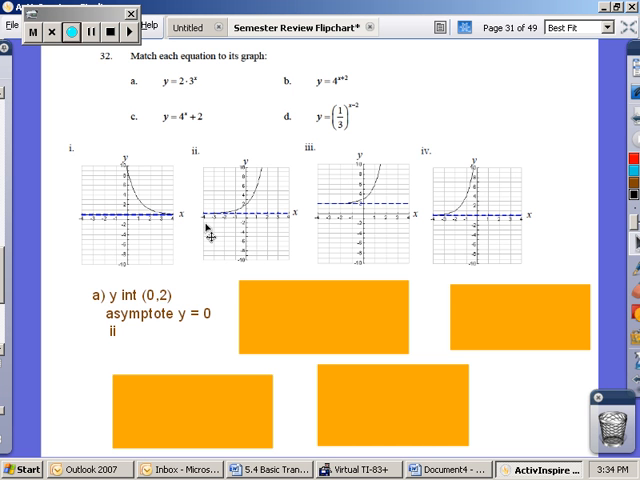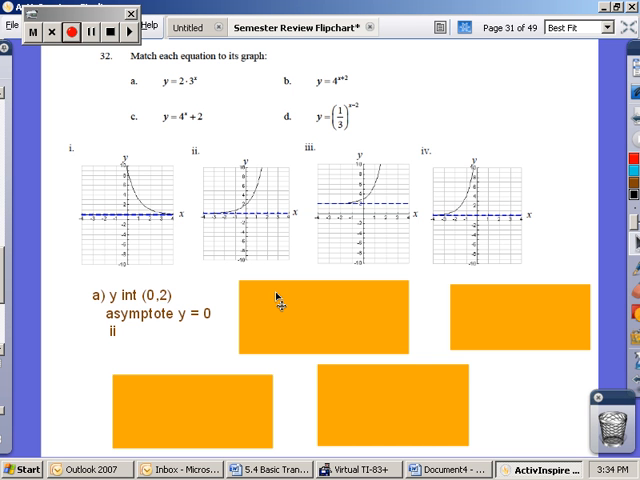Now the only graphs that have growth are 2, 3, and 4. What graph only crosses the y-axis at (0, 2)? And that graph is number 2. Let's go to letter B.